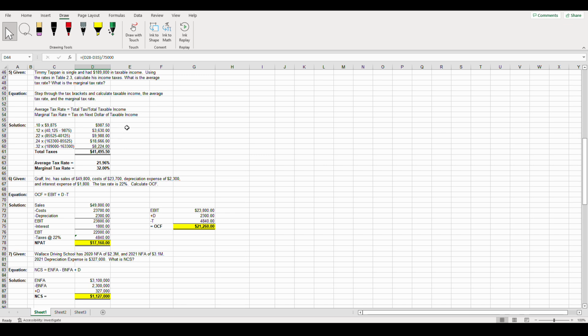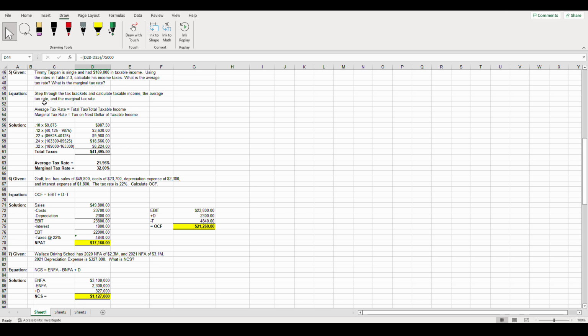In problem number 5, Timmy Tappan is single, had $189,000 in taxable income. Using the rates in table 2.3 in your text, calculate his income taxes. What's his average tax rate, and what's his marginal tax rate? And know these two definitions are very important. So the basic way we do this problem is to step through the tax brackets in table 2.3 and calculate taxable income. And then I can calculate the average tax rate across all those bands and the marginal tax rate.